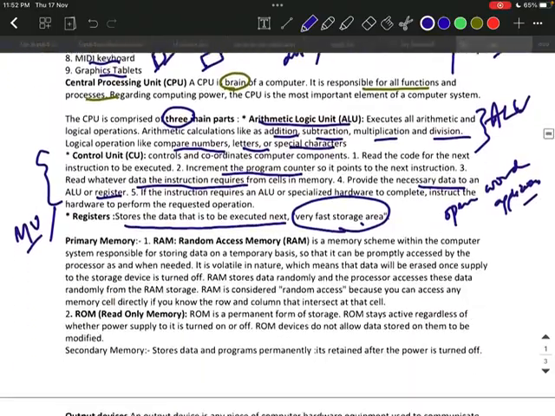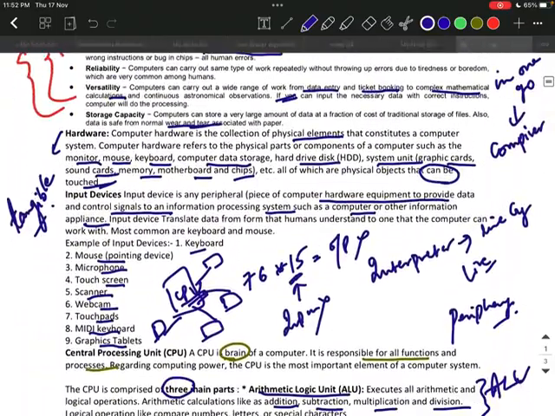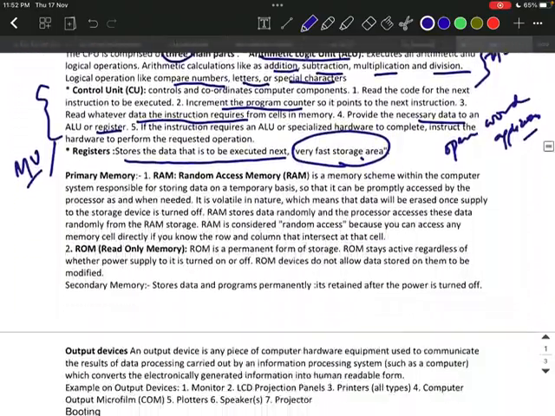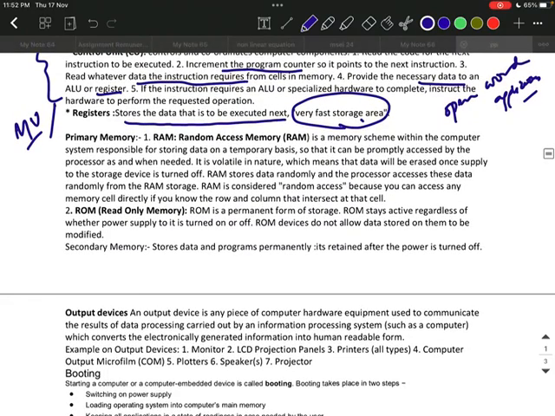Now up till here we have understood the basics of computer. Now there is an important point over here, that is about the memory. Memory is again of two types. One is RAM, known as random access memory. It is a memory scheme within the computer. It is responsible for storing the data on a temporary basis. This is important, that RAM is something that is temporary.